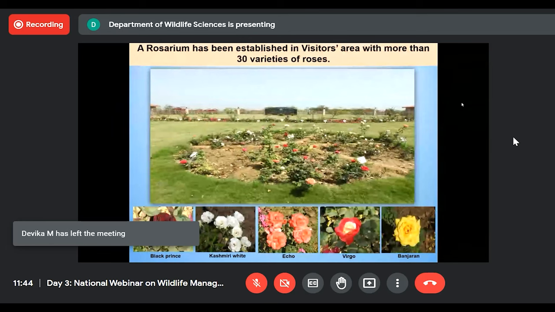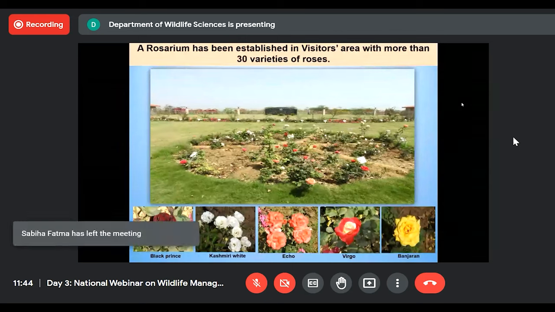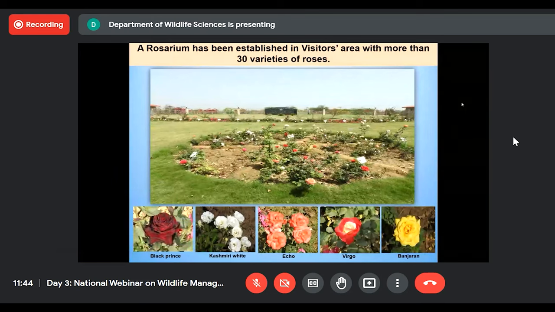Since it is a biodiversity park, and I talked about the visitor zone, we have developed some aesthetic sense within the visitor zone at the entrance. A rosarium has been established in the visitor zone area with 30 varieties of roses, all named. It provides aesthetics to people, and sometimes many bird species also visit this place. Next, please.